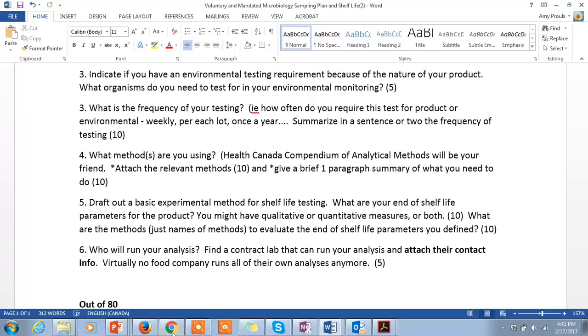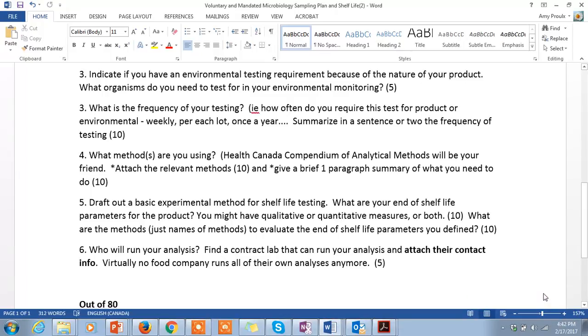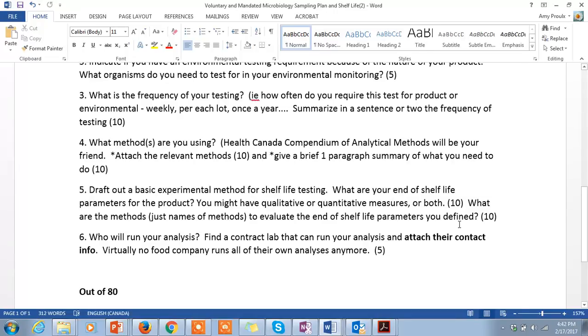Then, last but not least, I do want you to think about an experimental method for your shelf life testing. So, in certain cases, products are going to be defined for the shelf life based off of how much microbial spoilage. And so microbial spoilage is going to typically be total plate count, total yeast and mold.